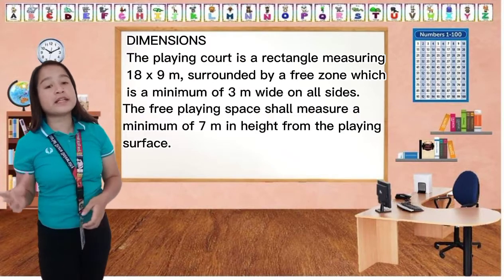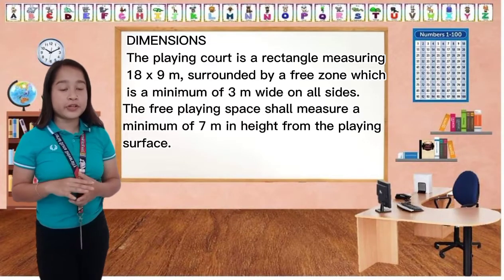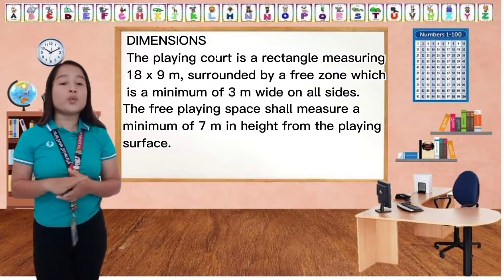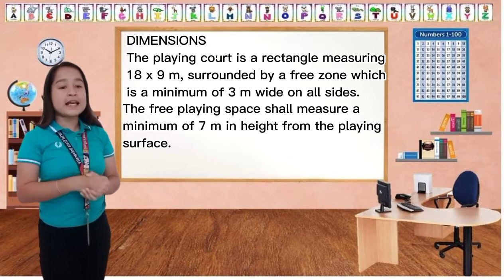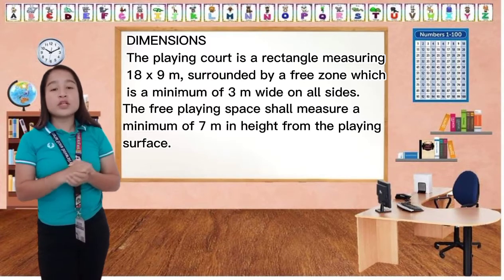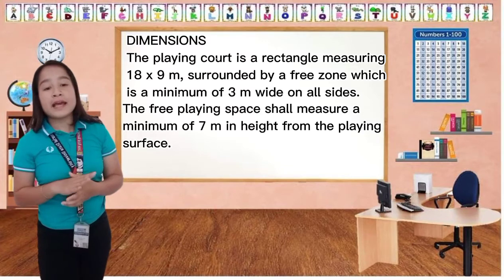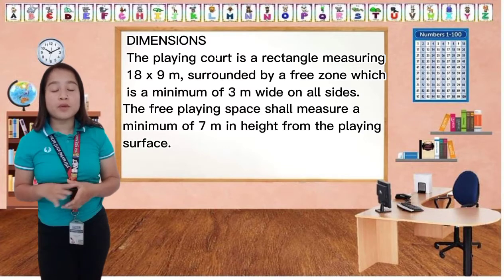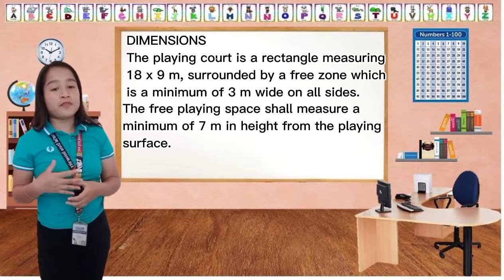The playing court is a rectangle measuring 18 by 9 meters, surrounded by a free zone, which is a minimum of 3 meters wide on all sides. The free playing space is the space above the playing area, which is free from any obstructions. The free playing space shall measure a minimum of 7 meters in height from the playing surface.